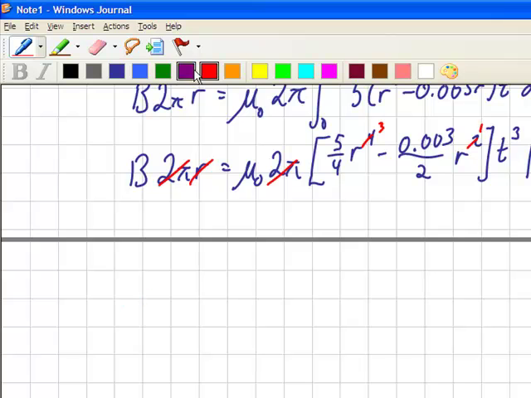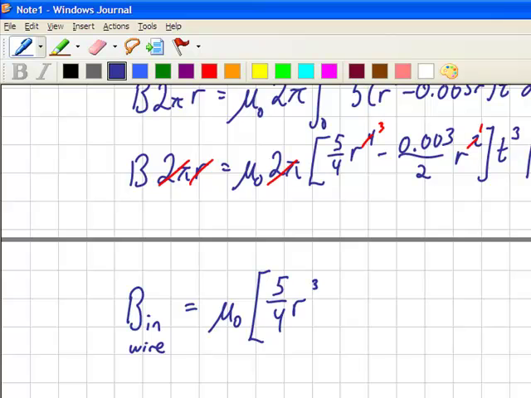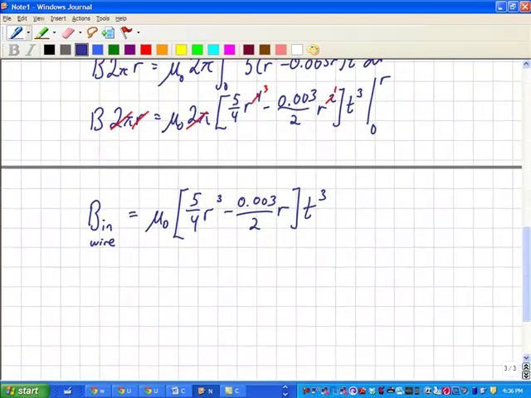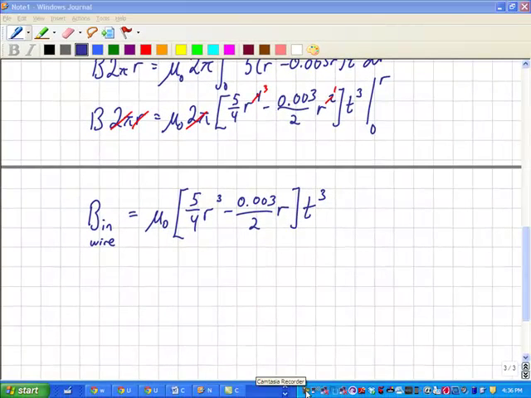And that means we're going to get that the B field inside this hypothetical wire is going to equal mu naught times 5/4 r to the 3rd, subtract 0.003 divided by 2r, times t cubed. And that would be the answer for this part of the question.